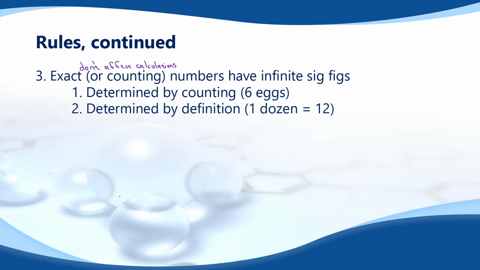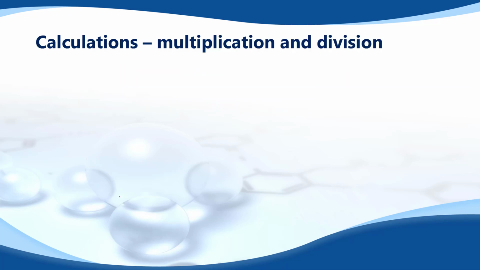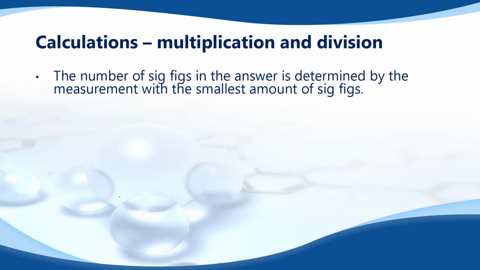Now how do we do math? Well, we're going to break our math up into multiplication and division as one set, then addition and subtraction as the other. For multiplying and dividing, your answer can only be as long as the least number of sig figs you have. So if you're multiplying something that has 3 sig figs and something that has 5 sig figs, your answer can only have 3.